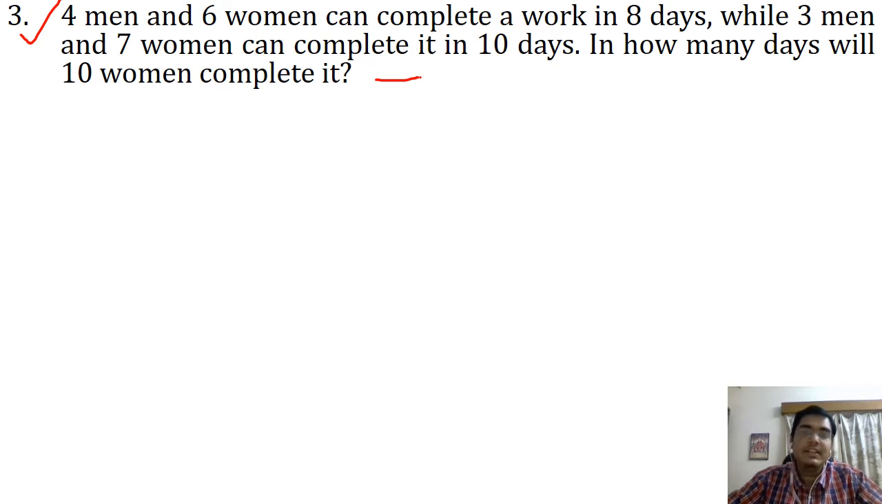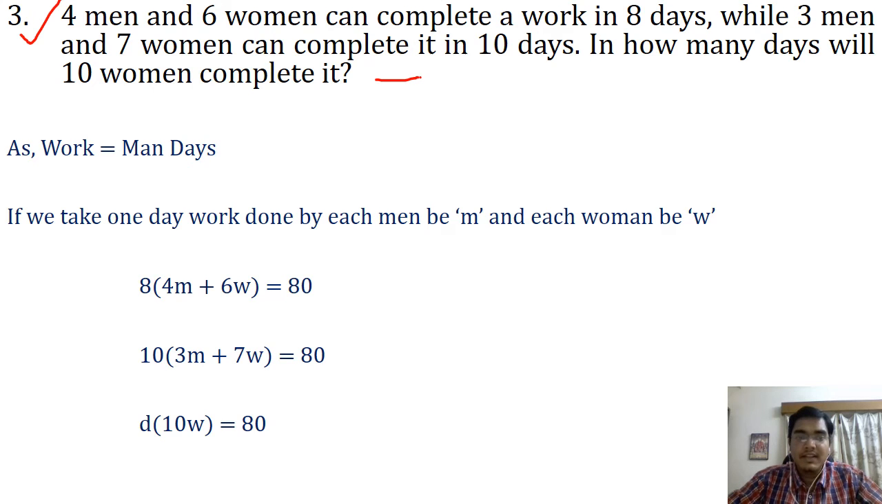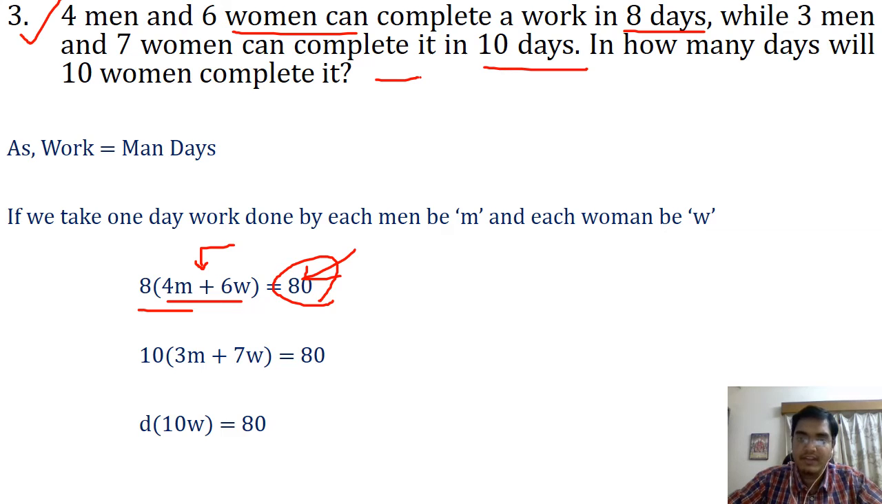So obviously the equations that you would be getting are: 4M + 6W is the per day work of 4 men and 6 women, and they complete the work in 8 days. So 1 day work multiplied by the number of days required to complete the work becomes our total work, which is 80. Why 80? Because we have two figures here, 8 days and 10 days, so the LCM of 8 and 10. Similarly, our second equation becomes (3M + 7W) into 10 equals 80.